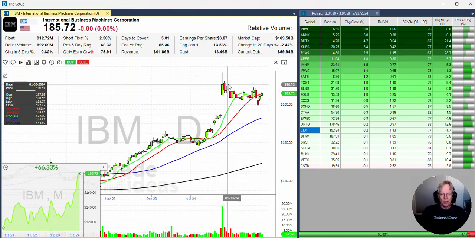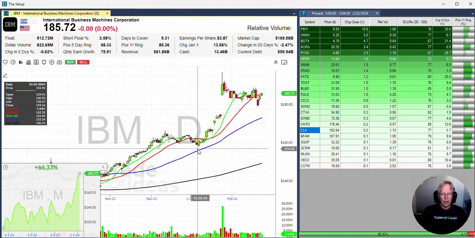I'm looking for a potential for a nice push higher with limited downside using the low of the range. In this case, would be around 158 there in IBM. All right, so moving forward, this is one of my newly created scans called Poise. So we're going to take some ideas off of that, maybe to keep an eye on the week ahead.